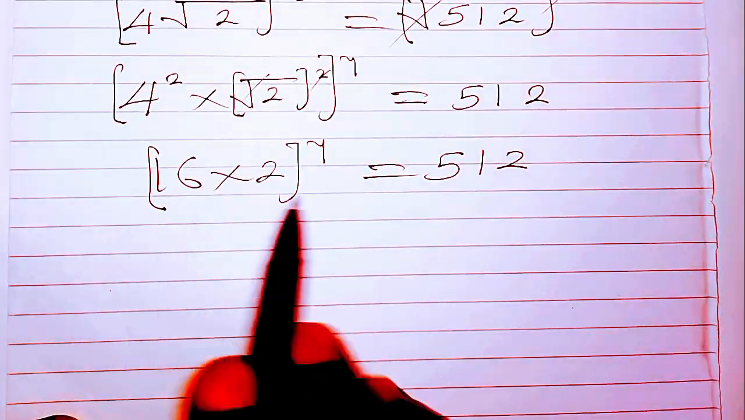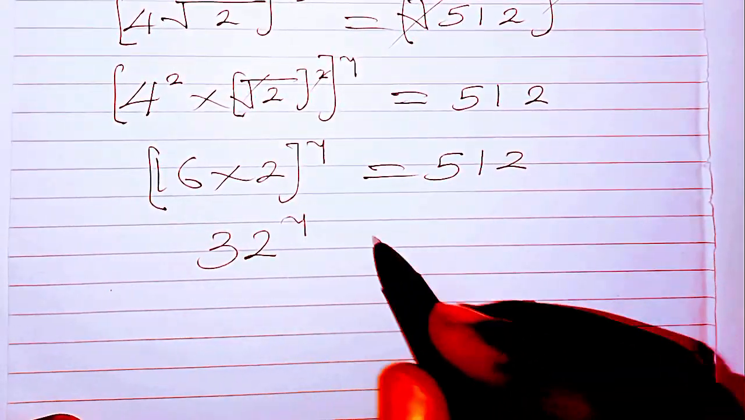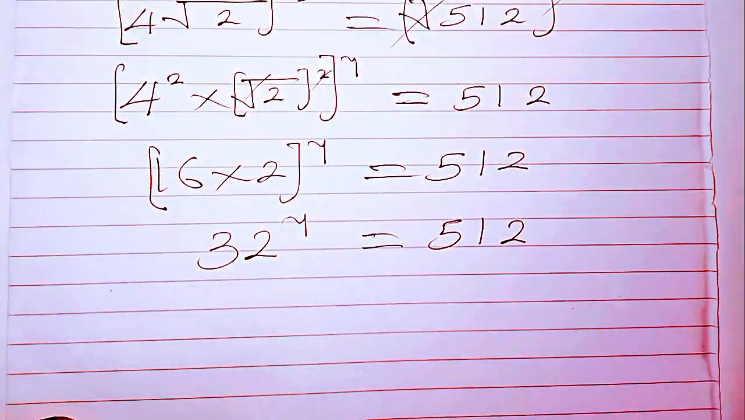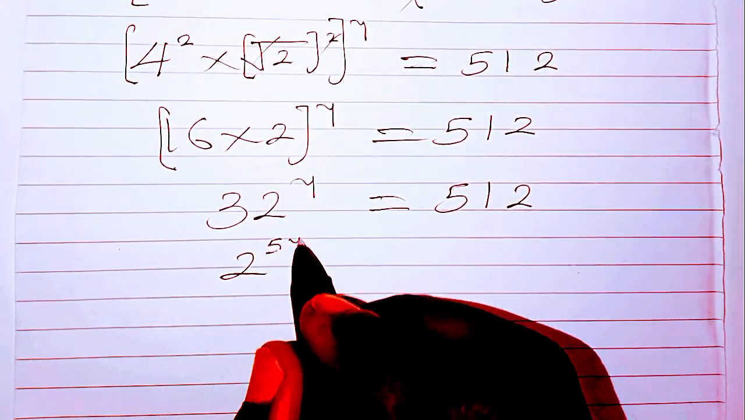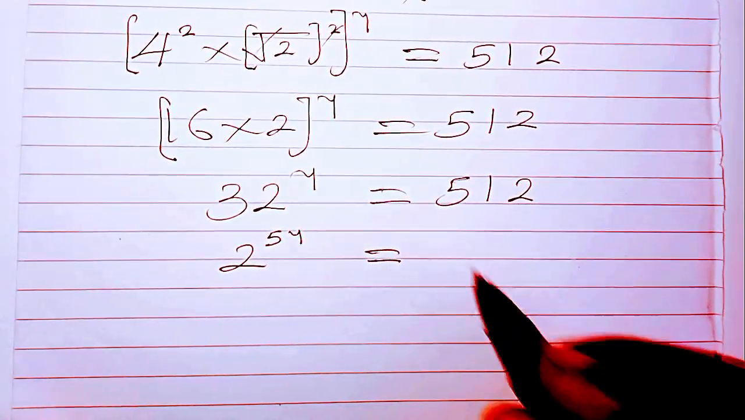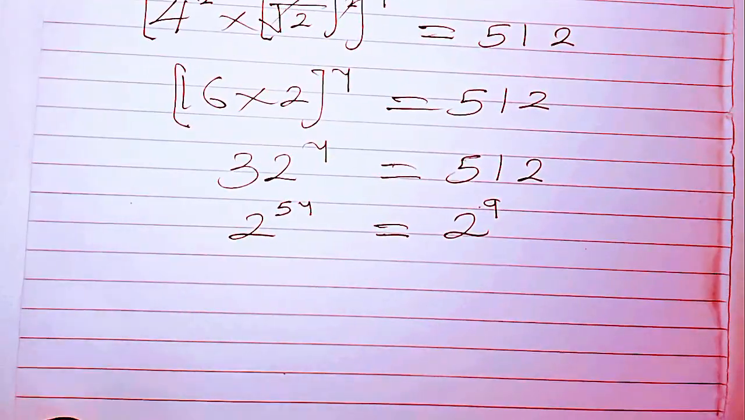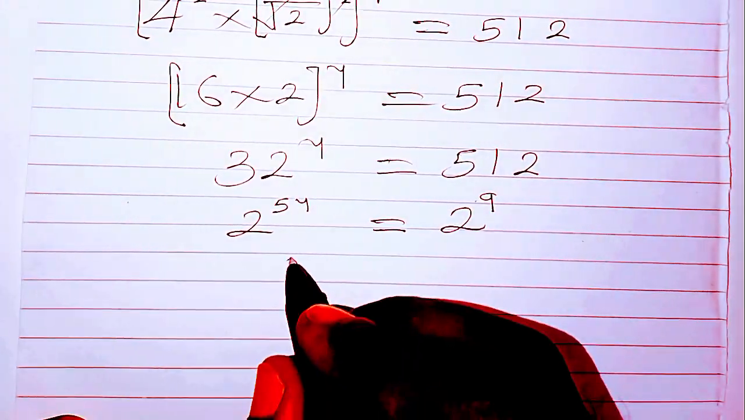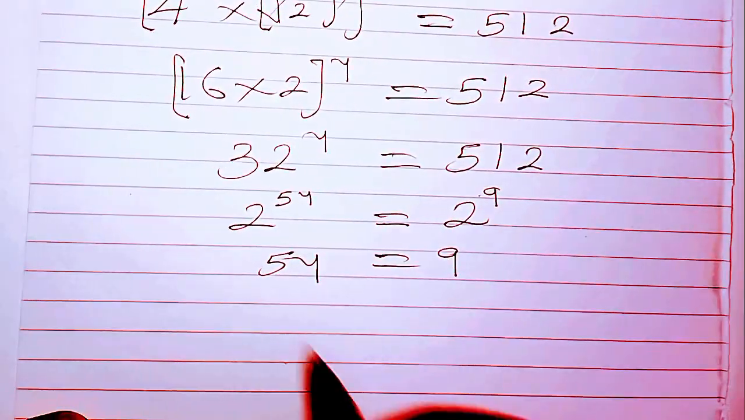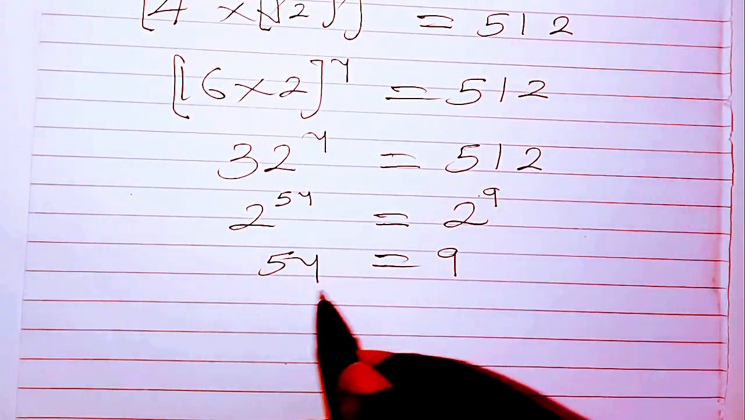And in this case, 16 times 2 is going to be 32 raised to the power of y equal to 512. And therefore, 32 can be written as 2 raised to the power of 5, and 512 is the same thing as 2 raised to the power of 9. So in as much as they have the same base, the powers can be equated. So equating the indices, we have 5y equal to 9, and then dividing both sides by the coefficient of y.